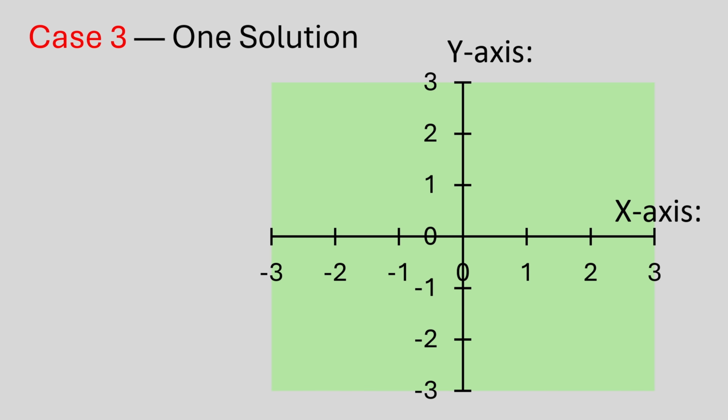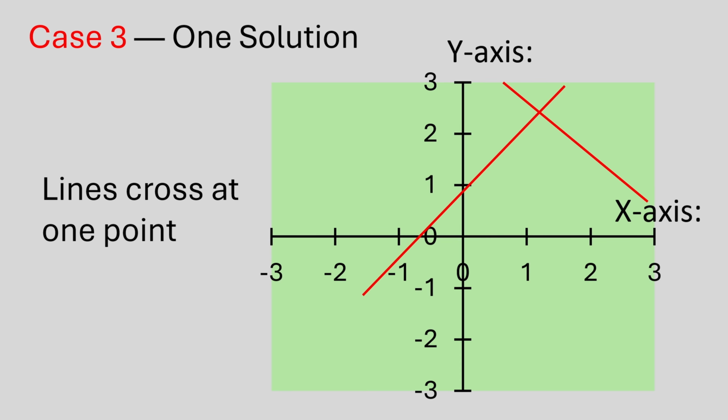Graph explanation. The lines have different slopes. So they cross at exactly one point. That point is the one solution.